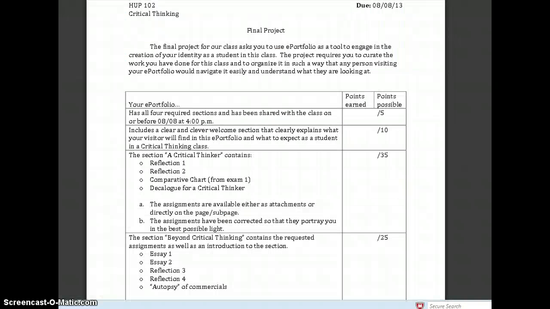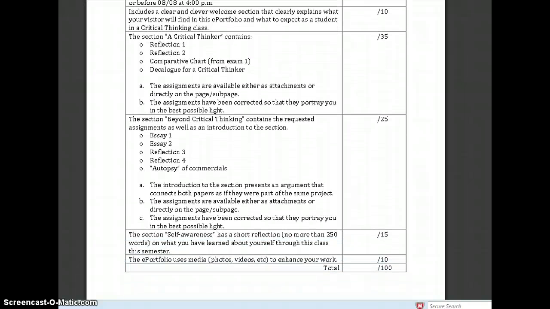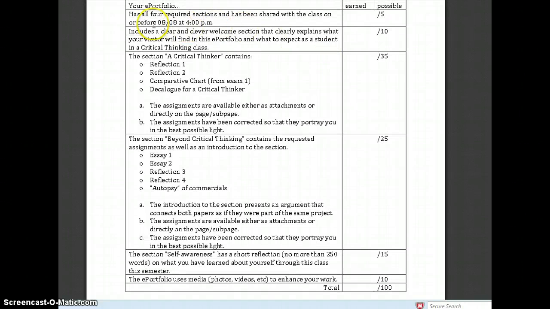You can see that the same information has been given to you in the sheet that was handed out in class or that you have access to on Blackboard. Your e-portfolio needs to be done on Thursday, August 8th on or before 4 p.m. And what that means is that I'm going to start revising, grading e-portfolios at that time. If you're not done, if you didn't save something and I happen to click over your e-portfolio, or your e-portfolio hasn't been shared with us, you don't have a grade and you will be marked absent for the final exam.